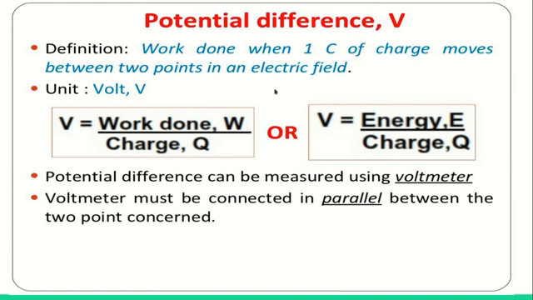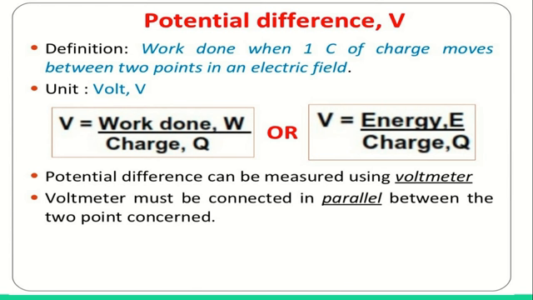That means if you have a wire connected in a circuit and you consider any 2 points in that wire, and 1 coulomb of charge is moving through this wire, then the amount of work done in moving this 1 coulomb of charge from one point to another is called the potential difference, and its unit is volt.